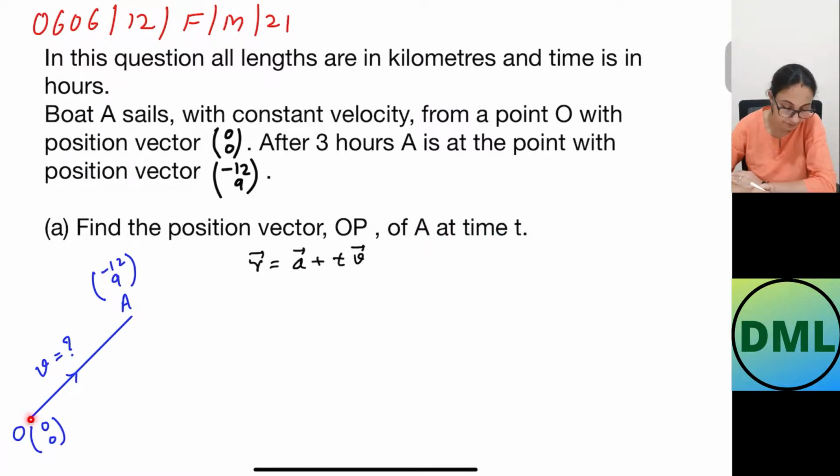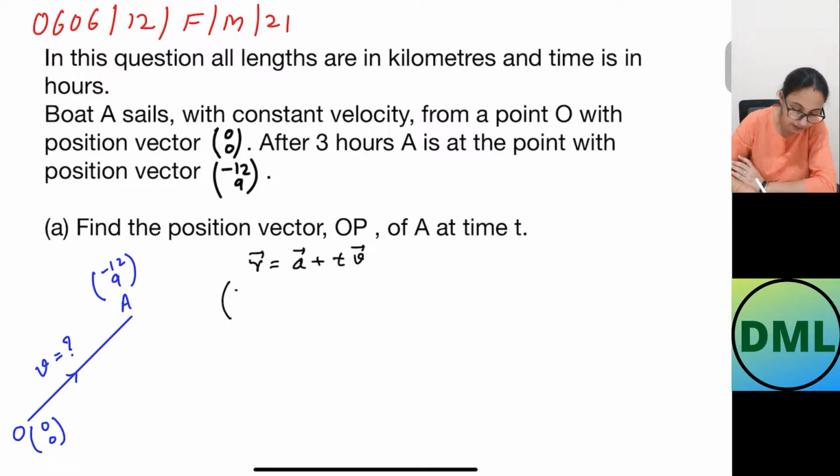As you know, we have the initial vector, which is 0, 0, and A reached the point whose position vector is also given to us, minus 12i plus 9j. But in this case, we don't have the velocity vector. To write down the position vector after t time, we need the velocity vector first. So the position vector of A will be given by the initial position plus the time multiplied by the velocity vector. So let's substitute the values here.